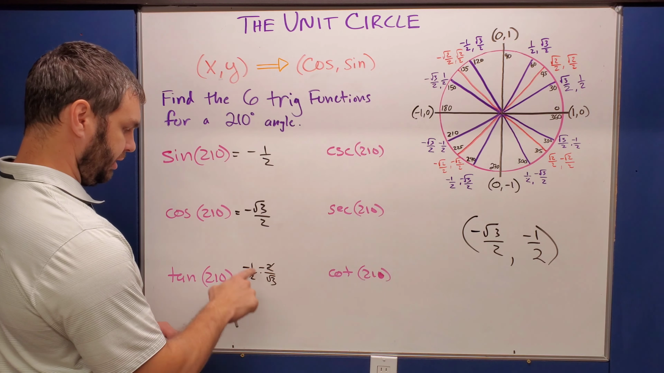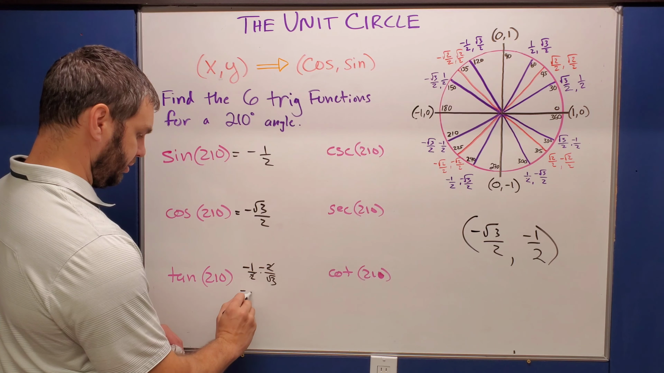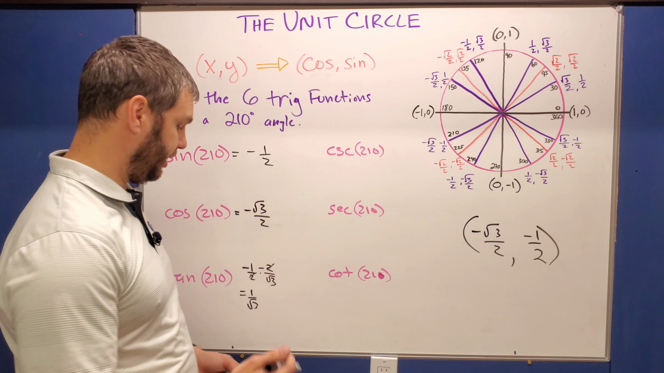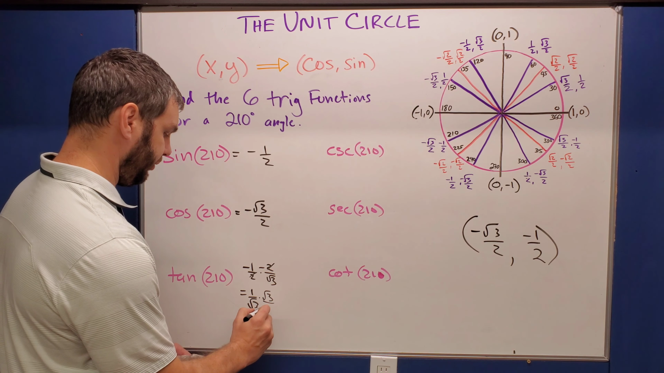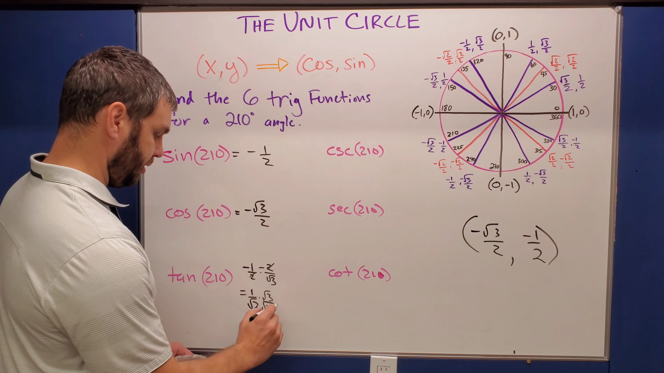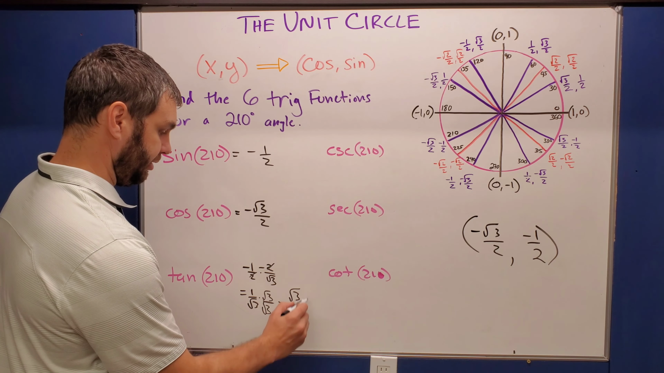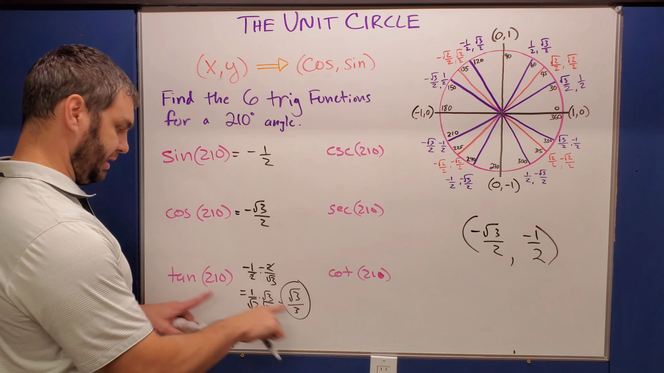The 2's cancel, and I get 1 over the square root of 3, which I do have to rationalize that denominator by multiplying by the square root of 3 over itself. Square root of 3 over square root of 3, giving me the square root of 3 on top over just regular 3. Okay, so tangent is this.